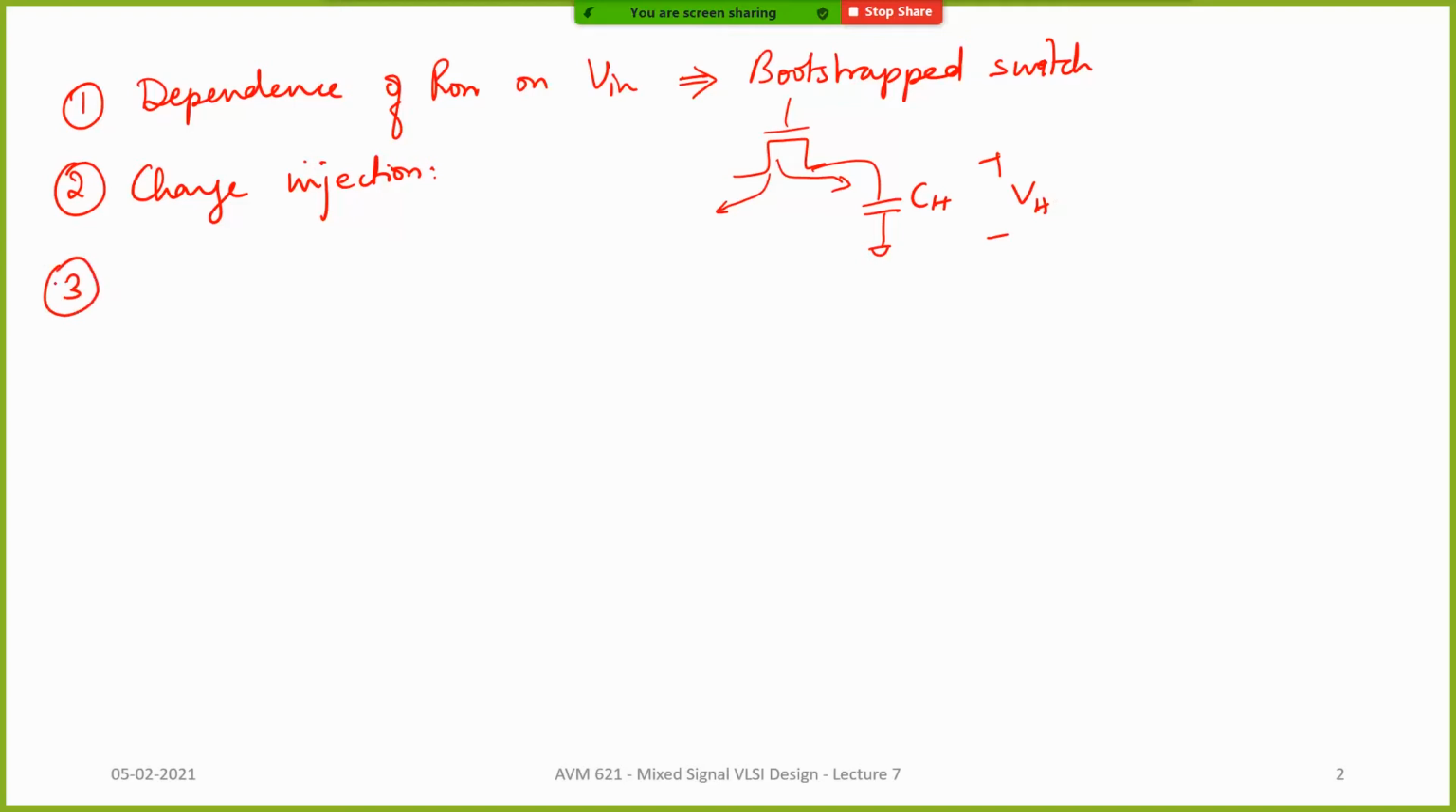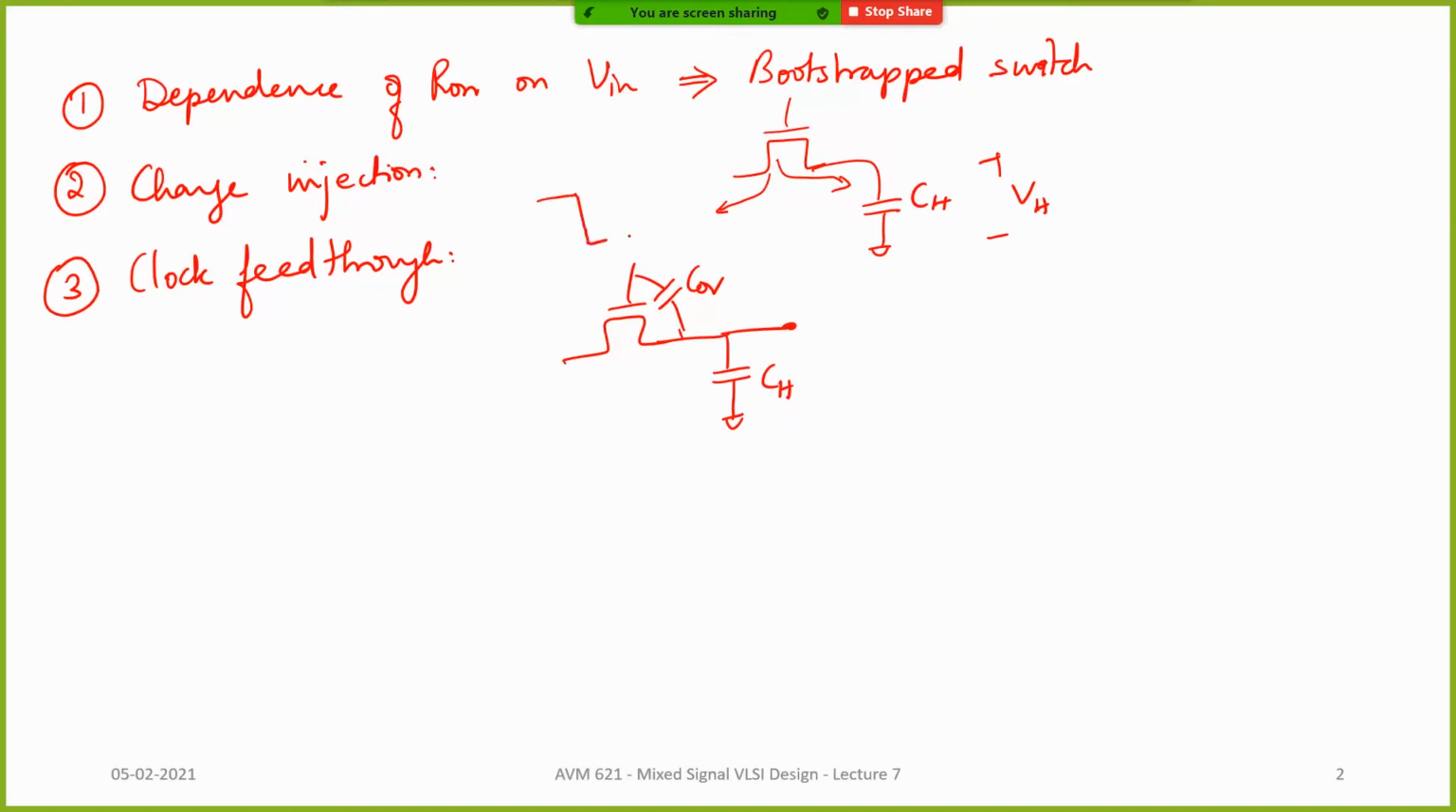And the third effect was basically clock feedthrough or capacitive feedthrough, where what we saw was when you have a MOSFET, right, there is some overlap capacitance and there is this CH, right? So when the clock is coming down, this also has a small voltage which comes down like this. So there is some delta V which happens, and this is a basic problem. Okay. So we'll look at a few circuit techniques which will try to eliminate these issues to some extent.